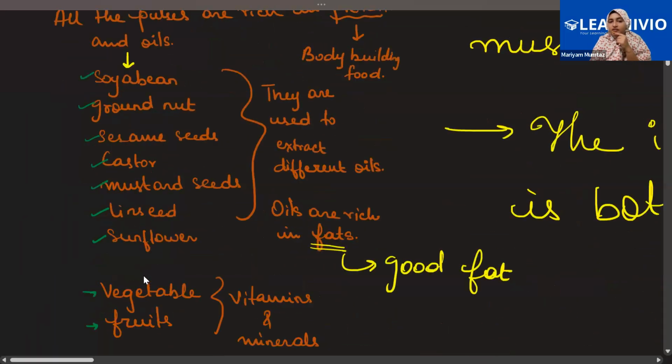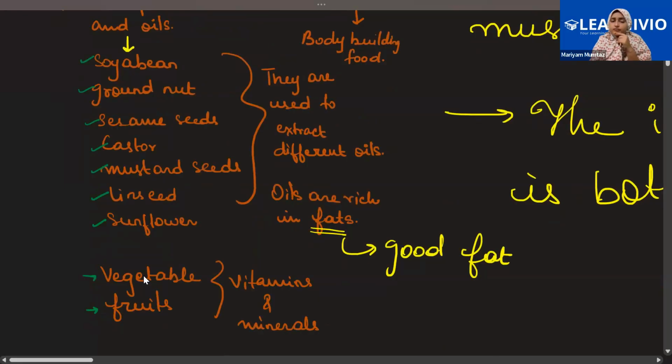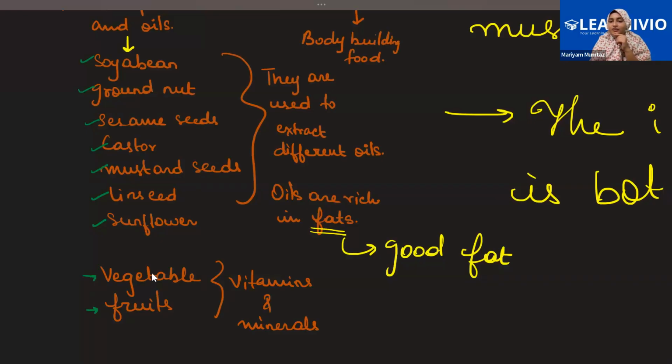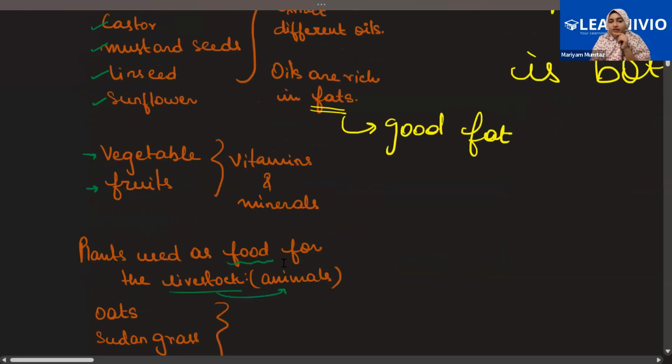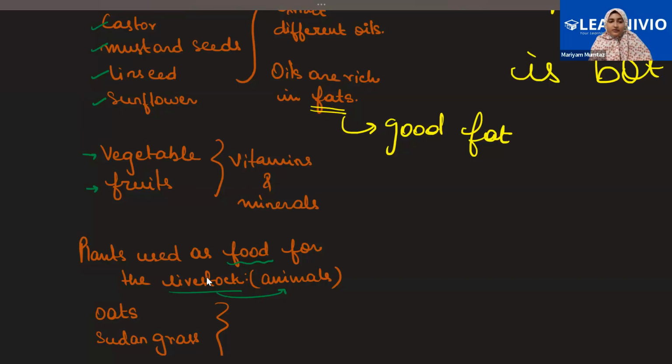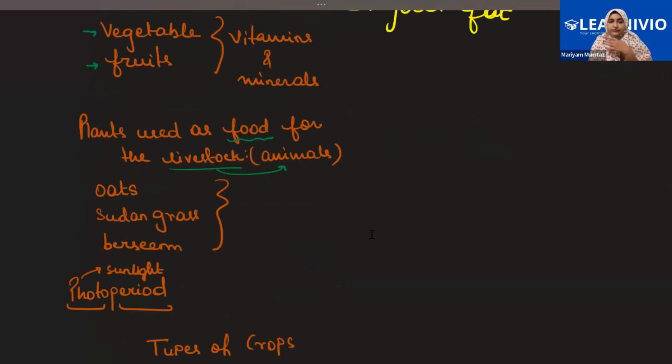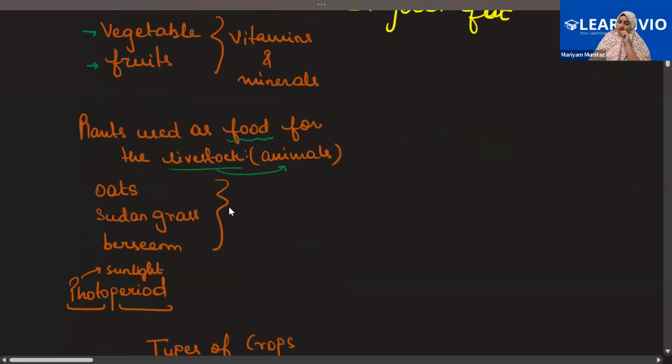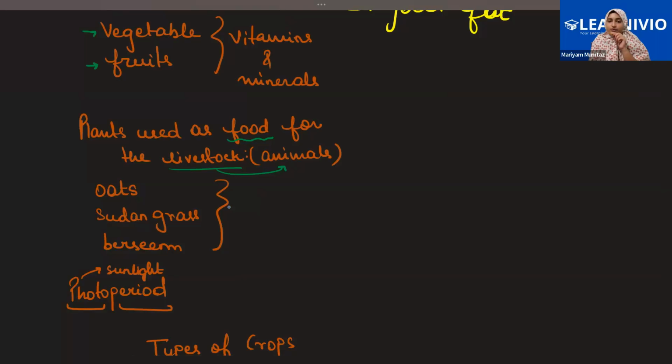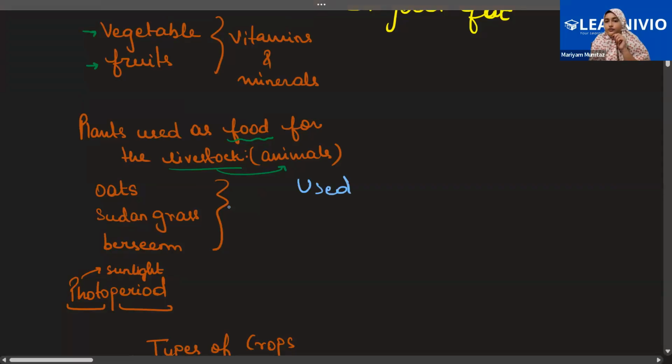We also saw the different sources of oils, like the seeds from where the oils can be extracted, and they are a great source of good fat. We saw that the fruits and vegetables were used for the vitamins and minerals. Now the plants that are used for the livestock, meaning the animals, are used to feed the domesticated animals.